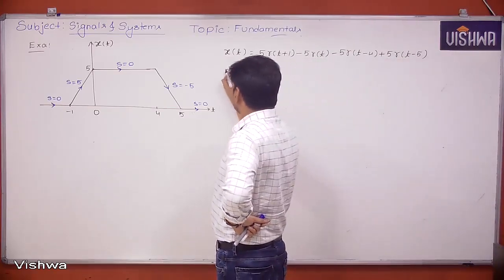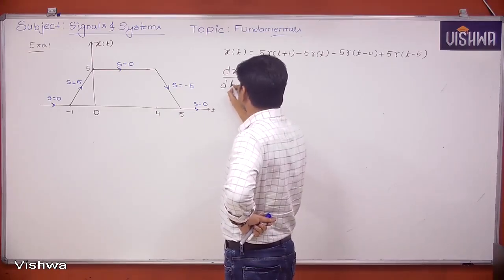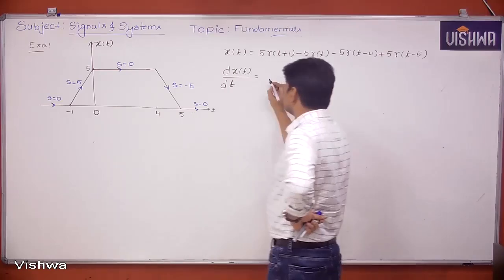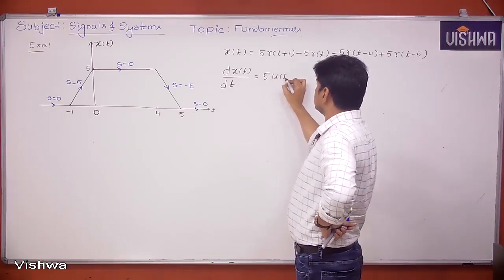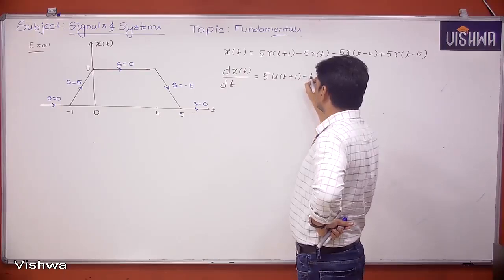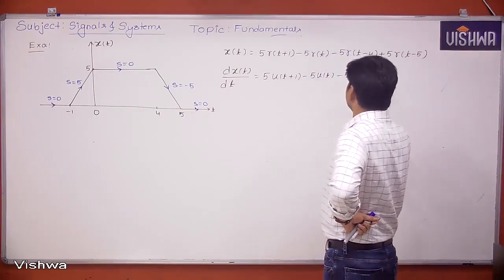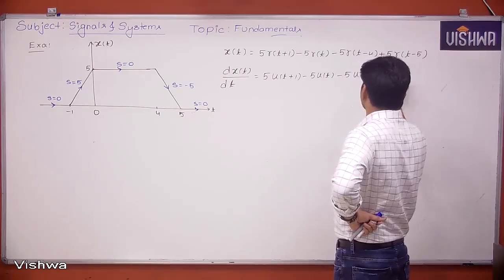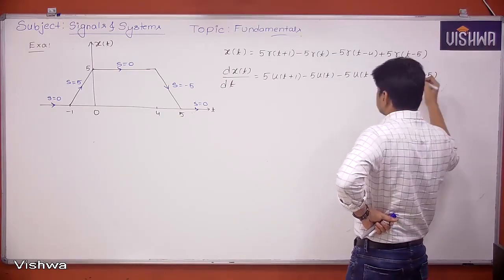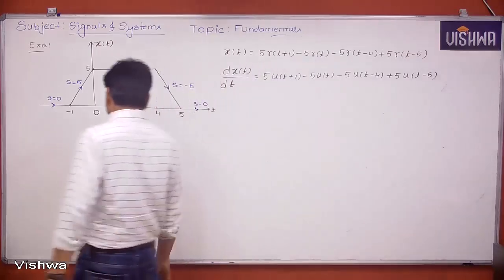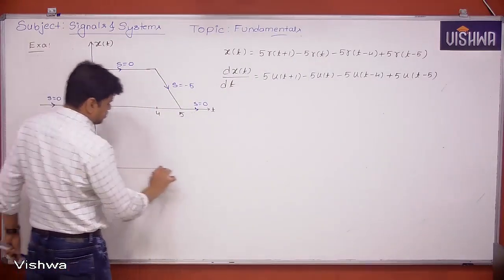Then can you find dx of t by dt? So just now we told you r of t plus 1, that is u of t plus 1 minus 5 u of t minus 5 u of t minus 4 plus 5 u of t minus 1. If I draw this expression in the waveform, how does it look?